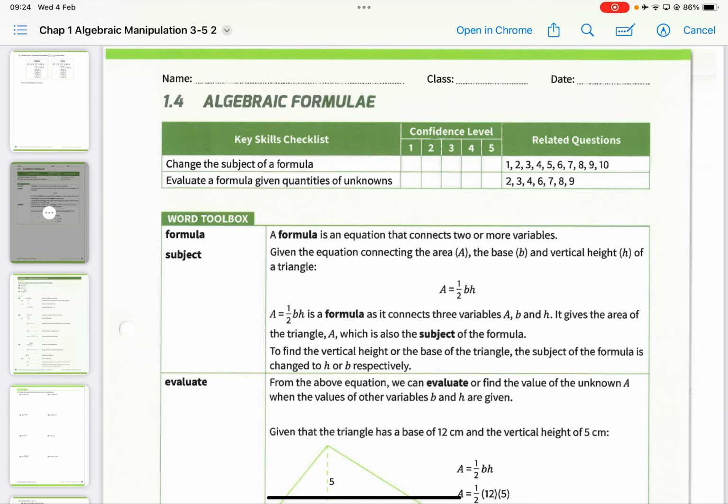Okay, so I don't want to spend time on your WA revision already. I want to continue with algebraic formula.